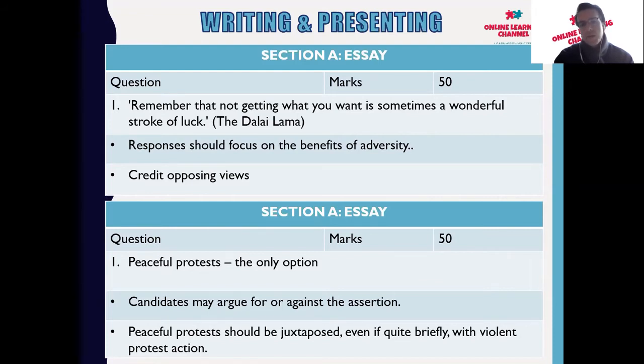Okay, so the second question, peaceful protests, the only option. So in terms of how you could respond to this particular question, candidates, you as the students, may argue for or against this assertion. Okay, so when it comes to arguing for or against the idea of peaceful protest, the only option, you may bring in the idea that in fact it's going to require maybe more than peaceful protest to bring about actual change. So in this case, peaceful protest should be juxtaposed, even if quite briefly, with violent protest action.